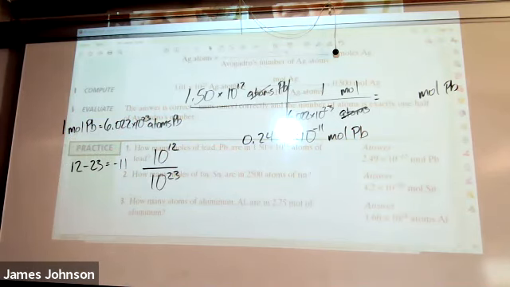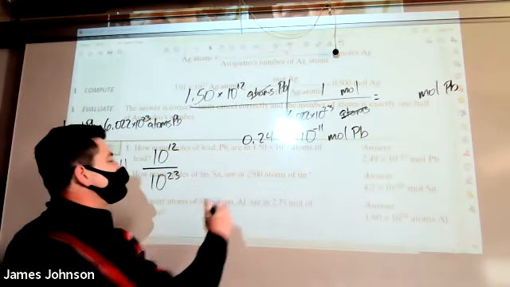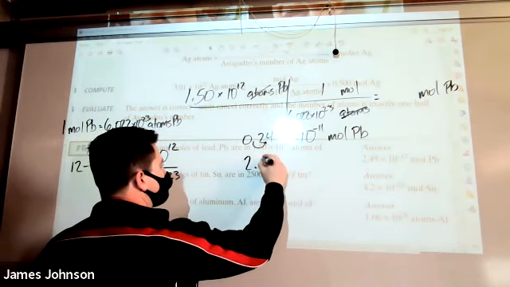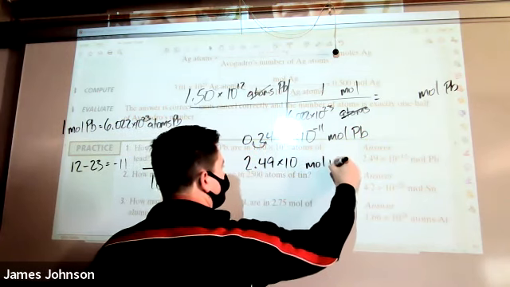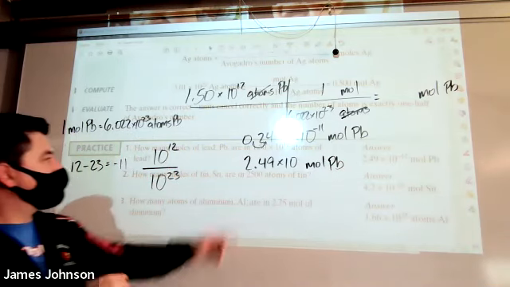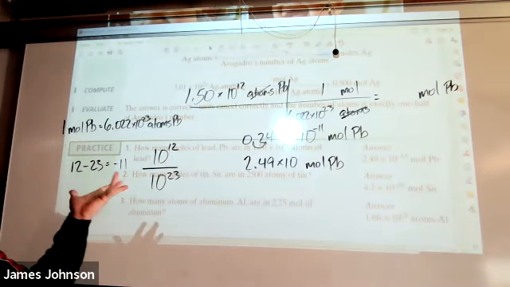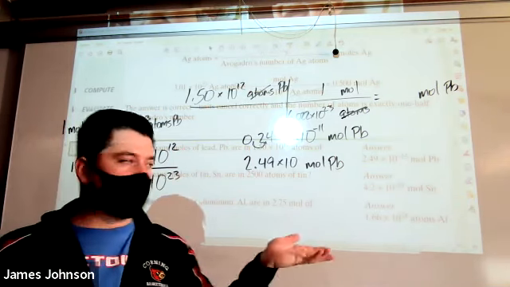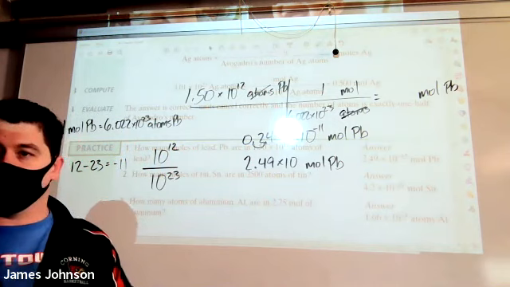But is this improper scientific notation? No, it is not. I'm going to have to move the decimal over one spot. So I end up with 2.49 times 10 to the something power moles of lead. Now I move the decimal one spot, so I know I'm going to have to change that negative 11 by 1. But do I make it a larger number, which would be negative 10? Or do I make it smaller by 1, which would be negative 12?